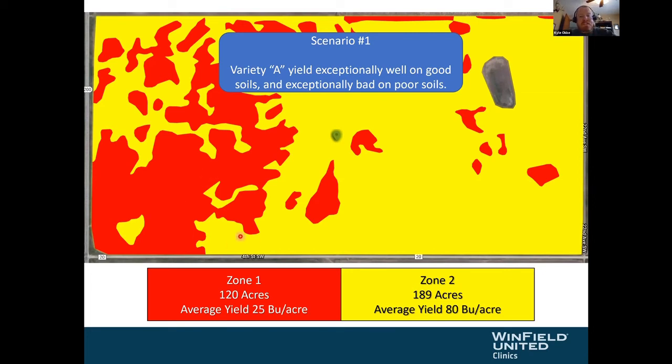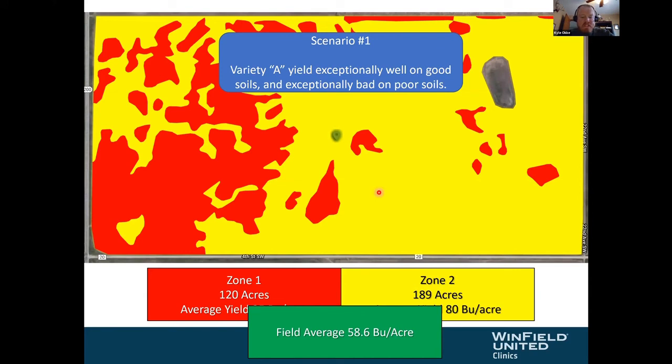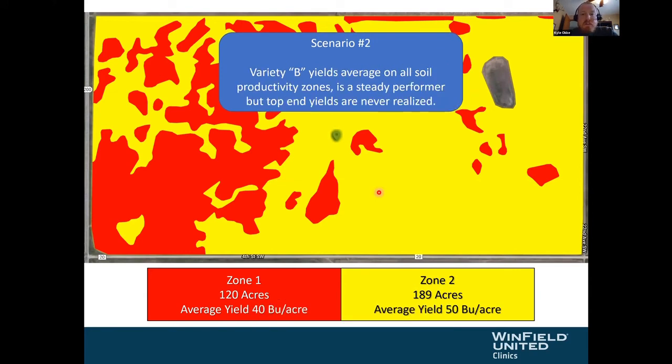And this is how these things end up doing, where you get an 80 bushel an acre average on your good areas, and then all that sand, you're only getting 25 bushels an acre. So you're averaging that 58.6 bushels an acre. So let's take it to scenario 2, where we have a variety that is high stress tolerant, and it does much better on those poor soils, but it doesn't really overproduce on the good soils either.